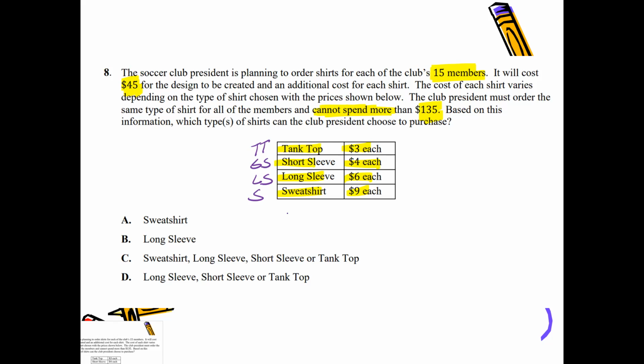So I'm going to say that the overall cost is C, okay? Overall cost for this is $45 because you can't get away from that 45 bucks. They're going to charge you that regardless. And then you're going to have $3 times tank tops plus $4 times short sleeves plus $6 times long sleeve plus $9 times sweatshirt, okay? And this right here cannot be more than $135. So it's less than or equal to.